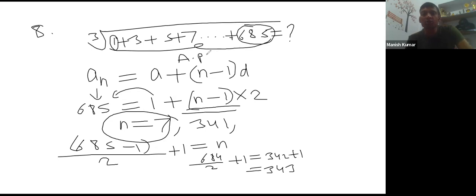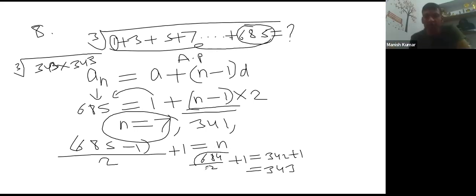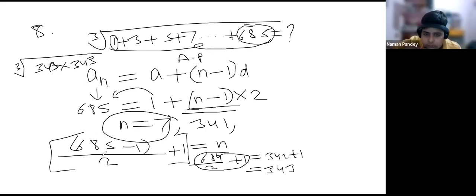Understood? So we got the cube root of, now inside we can write 343 into 343. I have a doubt, sir. Yes. You wrote 684 by 2 plus 1. So 342 plus 1, the half plus 1 came on the opposite side. I have just written the value of this. We are solving this one. N equal to this whole? Yes. Now we have to solve this one.